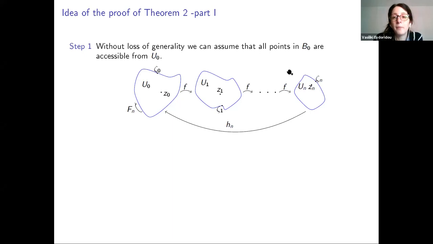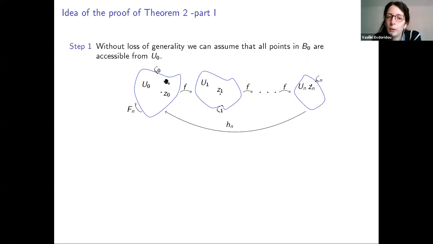I should have said, before we looked at the figure, that we can assume that actually our set B_0 consists of accessible points from U_0. And this is because almost all points are accessible. So if need be, we could have made it slightly smaller. So we can assume from now on that B_0 consists of accessible points from U_0.